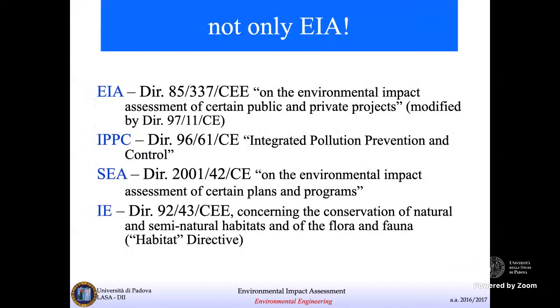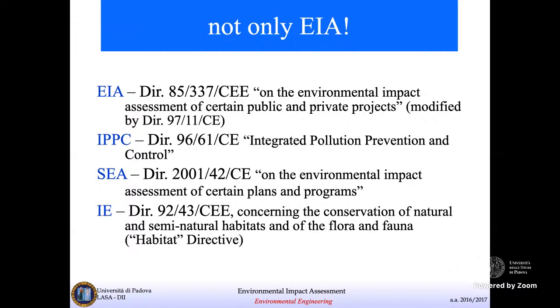So, as you may have noticed, we are not only talking about environmental impact assessment, so the directive of 1985, but we will also discuss several different flavors of these procedures. The very important one for environmental engineering is the IPPC directive, Integrated Pollution Prevention and Control, issued in 96, directive number 61, in which a special flavor of environmental impact assessment procedure is especially devoted to industrial plants, for industrial constructions.